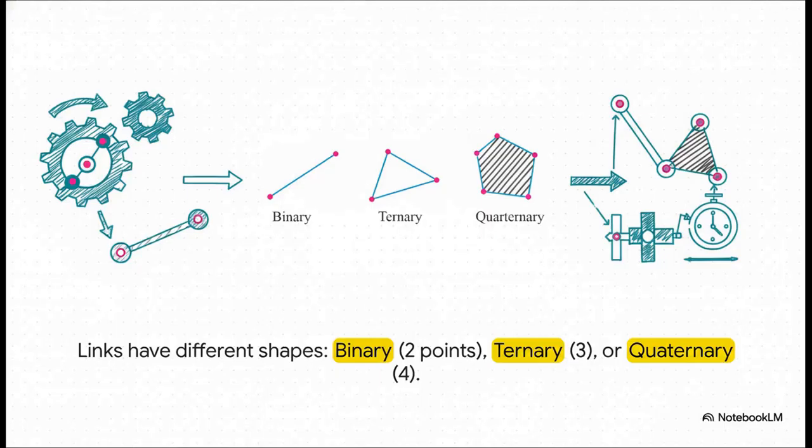And just like letters in the alphabet, these links come in different shapes. A simple one with two spots to connect to things, we call that a binary link. But you can also have ternary links with 3 connection points or even quaternary ones with 4. And it's these more complex shapes that let us build much more intricate machines down the line.